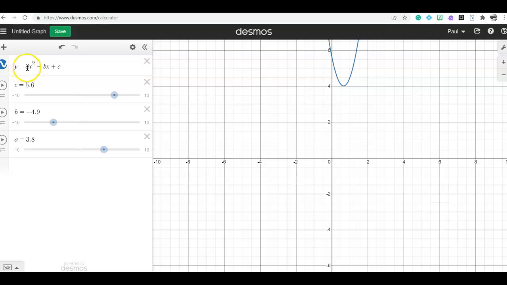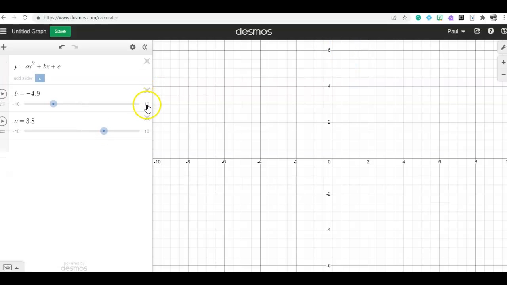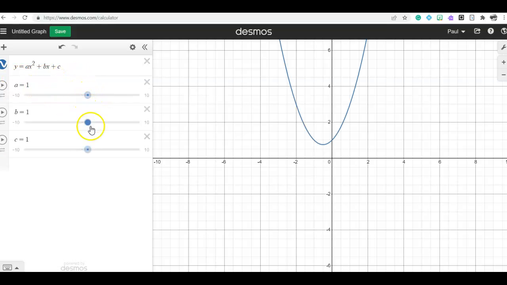So I want you to type in this equation in Desmos. Y equals ax squared plus bx plus c. So let's just start that over. And it says add slider, so add all. And what that means is it's going to let you adjust these values. So I'm going to ask you some questions. So I'll have a Google form there. What happens is you change those.